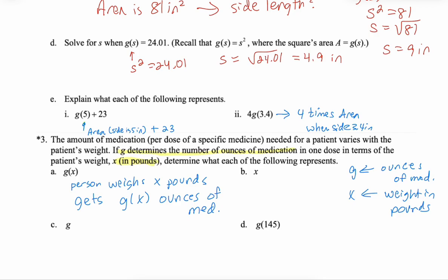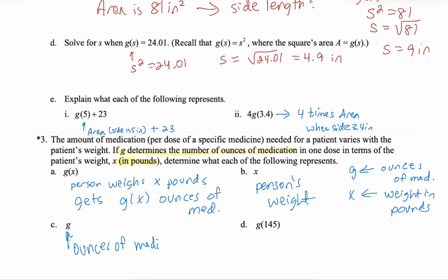Start with the inside, work your way to the outside. So X is on the inside. That represents a person's weight. So a person weighs X pounds, and they will get G of X ounces of medication. So X just represents the person's weight. G just represents the ounces of medication.